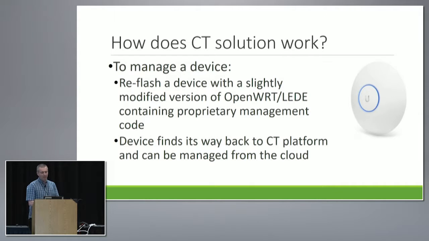So just a quick bit of background before we get onto the SocketMan part of the presentation. The way the CT solution currently works, basically, we have to reflash an AP. As I say, there's a whole range of APs which support OpenWRT, and we basically have to reflash it with a slightly modified version of OpenWRT, with a little bit of proprietary code in there to allow them to do the cloud management aspect of it. Once we've flashed it with that, as with any other cloud managed service, it'll find its way back to their cloud management service.